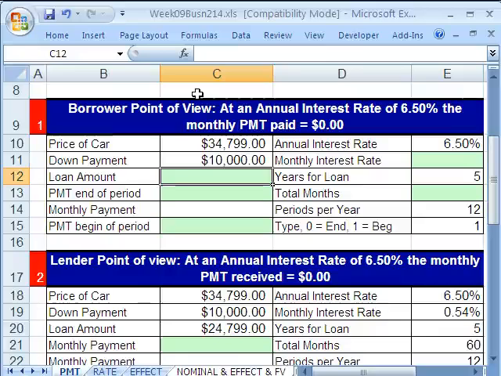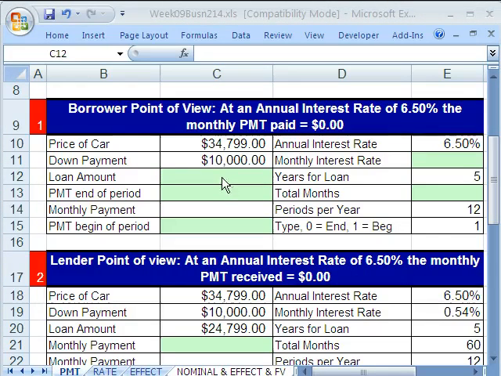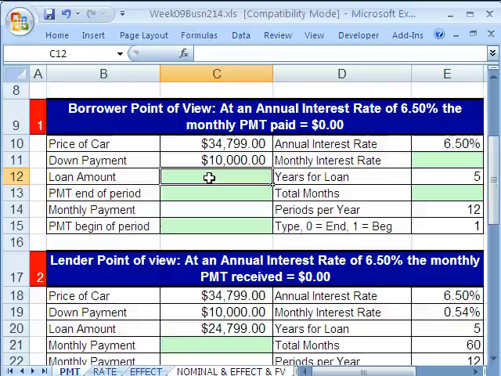Chapter 9, we're going to talk about finance. And we're going to start it off by talking about the payment function, the PMT. Now, what does the payment function do? Well, how about loans? We have a car, a down payment, and we have to borrow the rest. And the PMT function will allow us to easily calculate the monthly payments for an amortized loan.